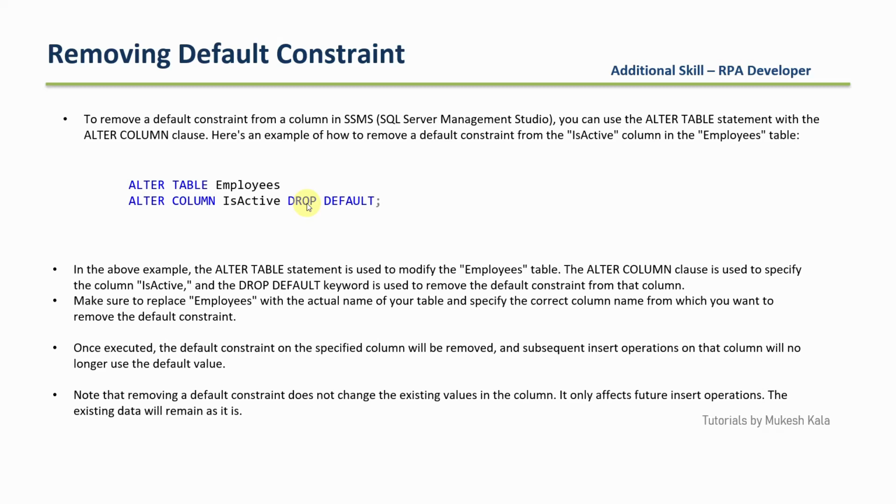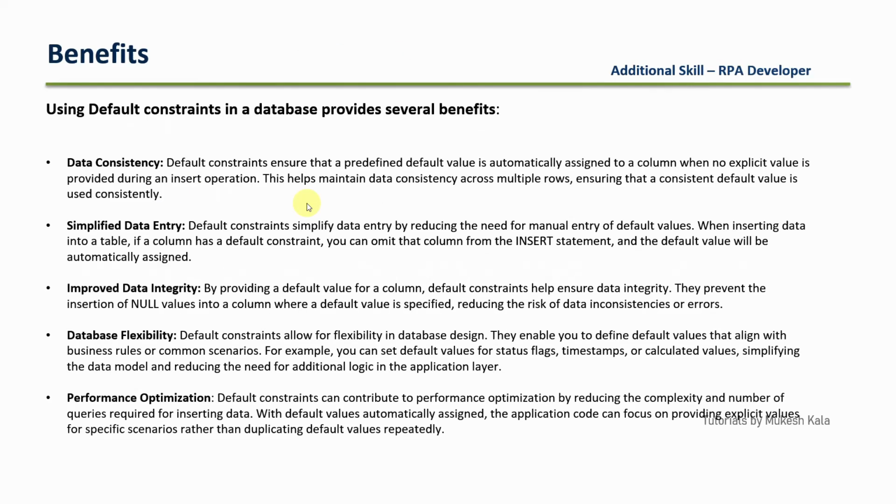Okay, so I hope you have paused the video and read about the default constraint. Moving ahead, what exactly are the benefits which I get when I apply the default constraint, right? The first one is data consistency. A default constraint ensures that the predefined value is automatically assigned to the column where no explicit value is defined, which means that in case I am getting data from multiple sources, my data would always be consistent in terms of that column value being populated.